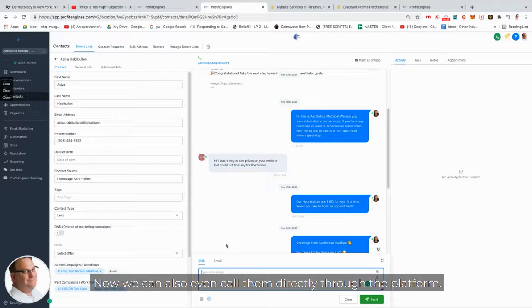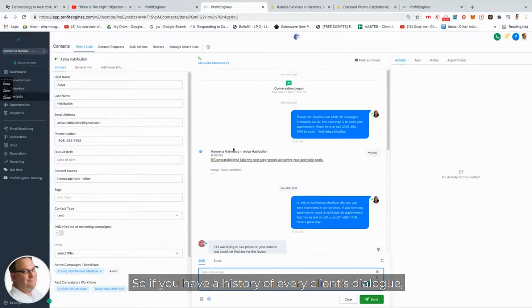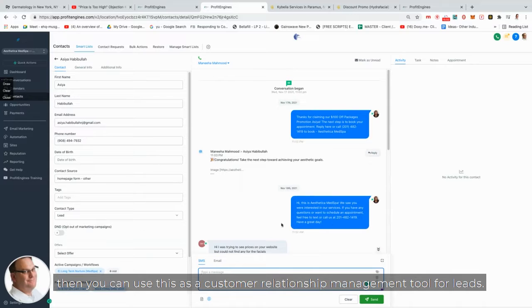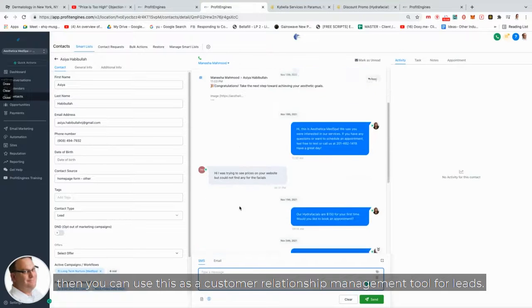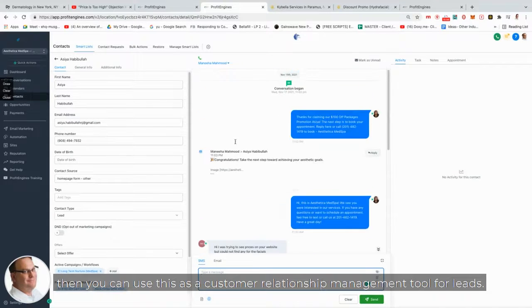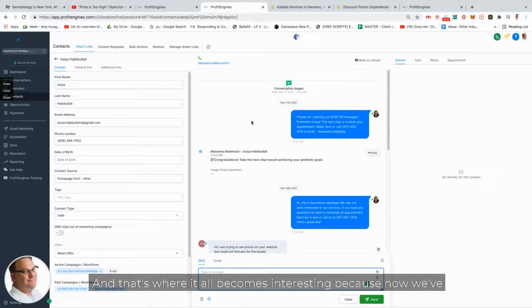Now we can also even call them directly through the platform, although I see most of this business being done in text these days, because obviously everybody uses text. So if you have a history of every client's dialogue, then you can use this as a customer relationship management tool for leads. And that's where it all becomes interesting.